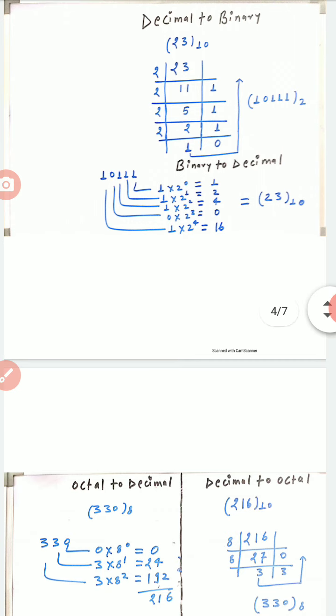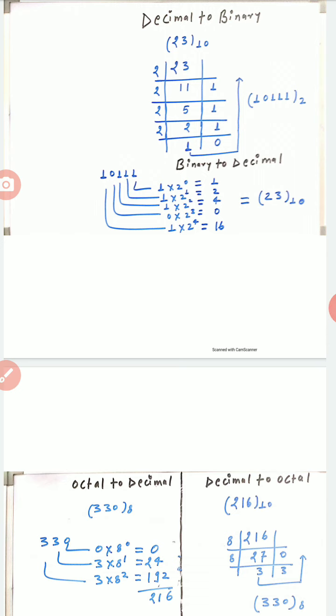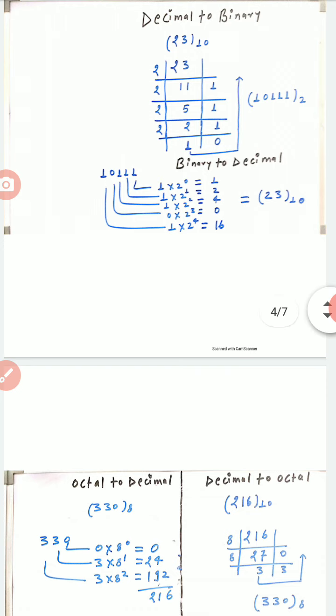Then take the numbers. 2 to the power 0 means 1, multiplied by 1, that means 1. Same, 2 into 1 is 2. 2 to the power 2 means 4 into 1, 4. Here 2 to the power 3 means 8, but if I multiply any number by 0, then of course it is 0. Then the last one is 2 to the power 4, that means 16. So now I need to add up all: 16, 4 is 20, 20 and 2 is 22, and 1 is 23. So 23 is the decimal number.